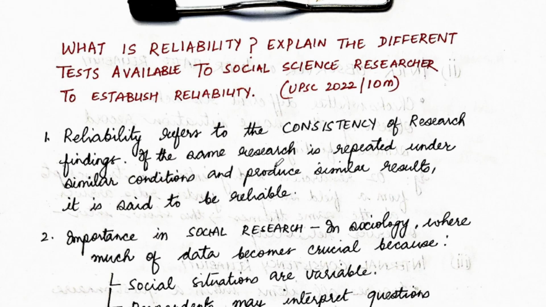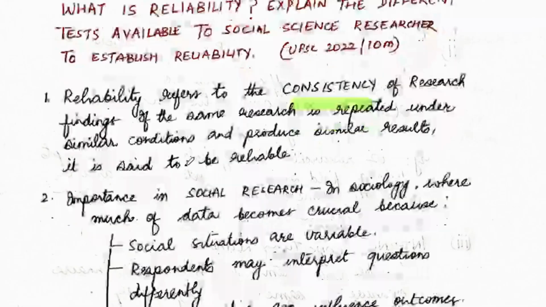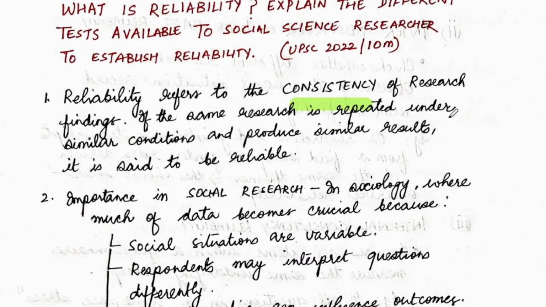There was a question in UPSC 2022 on the topic of reliability, which said, what is reliability? Explain the different tests available to a social science researcher to establish reliability. So in this part, we will look at this question. What is reliability? Reliability refers to the consistency of research findings. If the same research is repeated under similar conditions and produces similar results, it is said to be reliable.